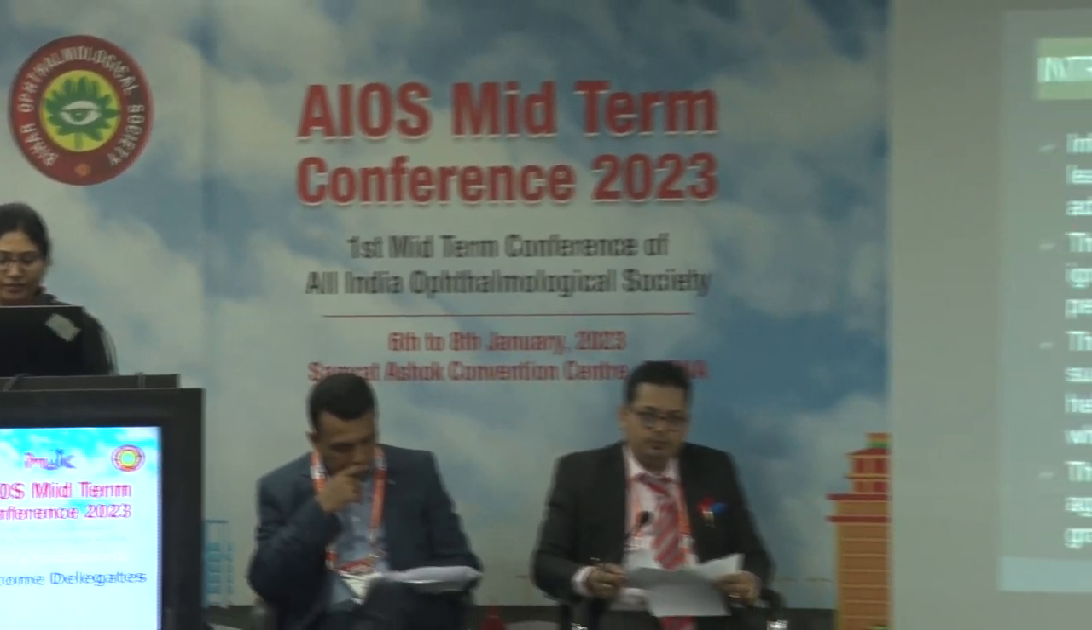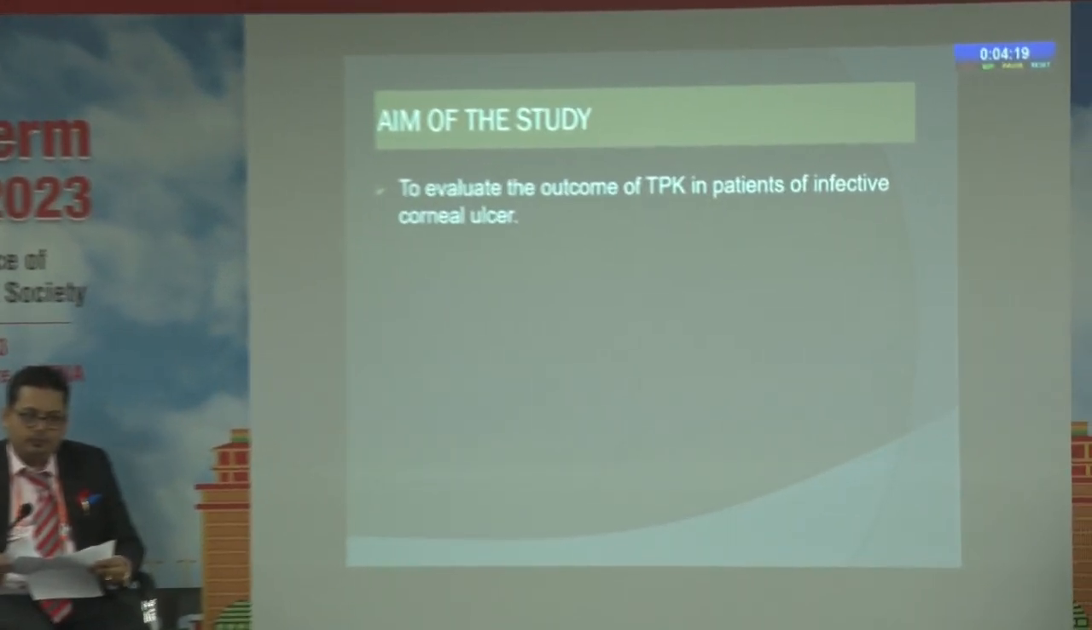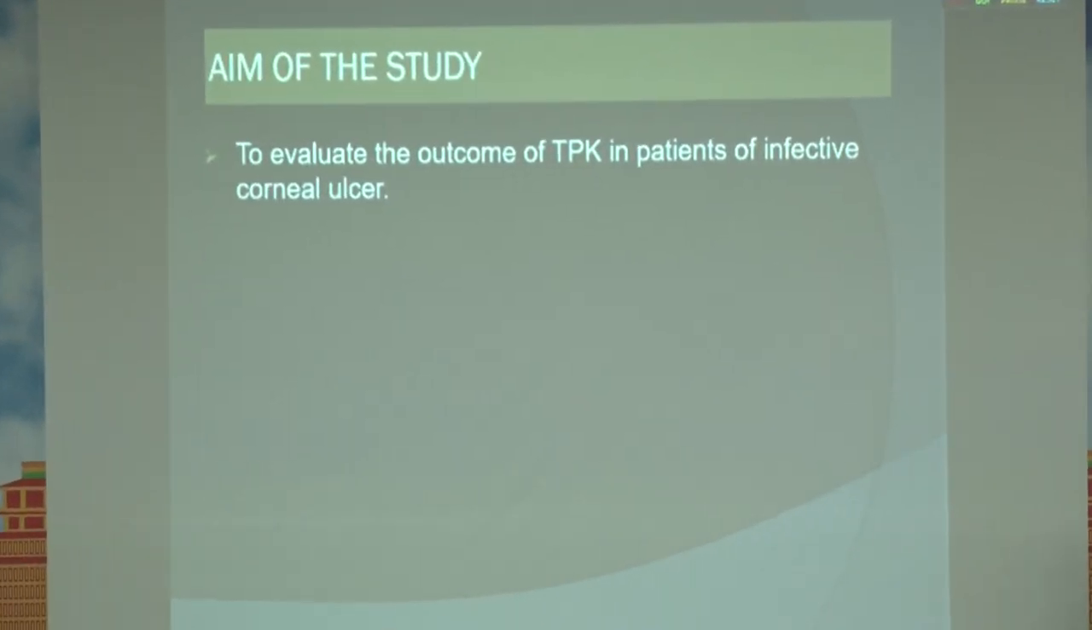Good afternoon to all. Now I am going to present a paper on outcome of therapeutic penetrating keratoplasty in a tertiary care hospital of Jharkhand. There is no financial interest. Now come to introduction. Infective keratitis is a sight-threatening condition and the leading cause of corneal blindness in both childhood and adulthood. The disease is more common in rural setups where people are ignorant, and often presents with impending perforation or perforated corneal ulcers. These cases require an emergency surgical intervention such as TPK. TPK can help in saving many eyes structurally and functionally, which may be lost due to severe infective keratitis. The aim of my study is to evaluate the outcome of TPK in patients of infective corneal ulcer.